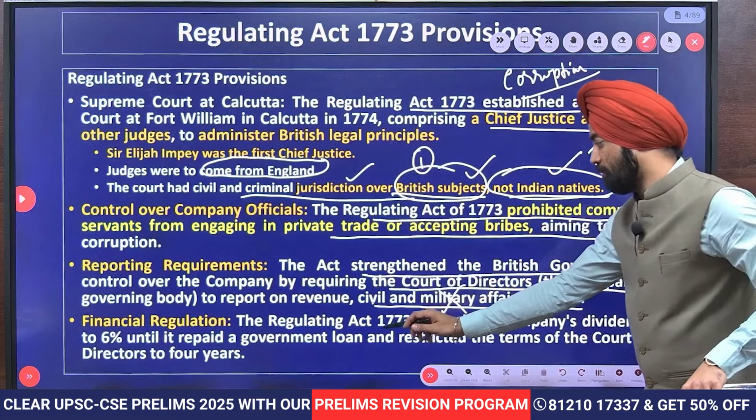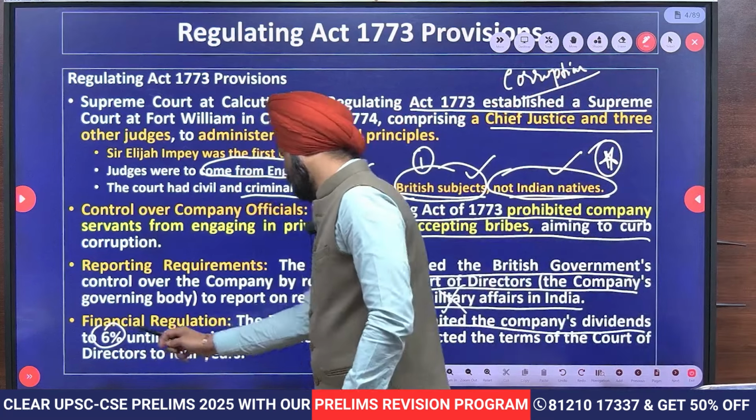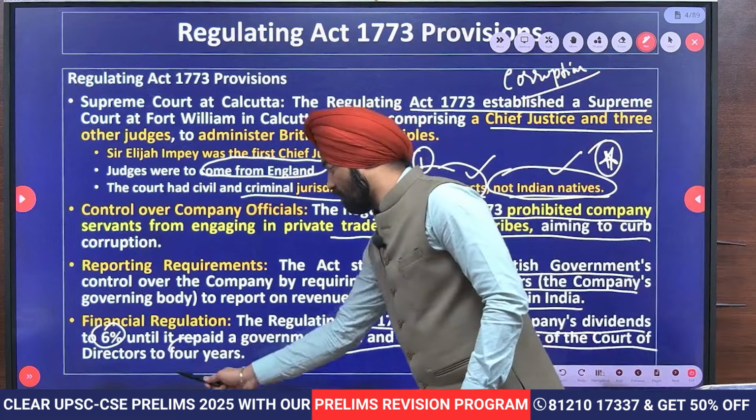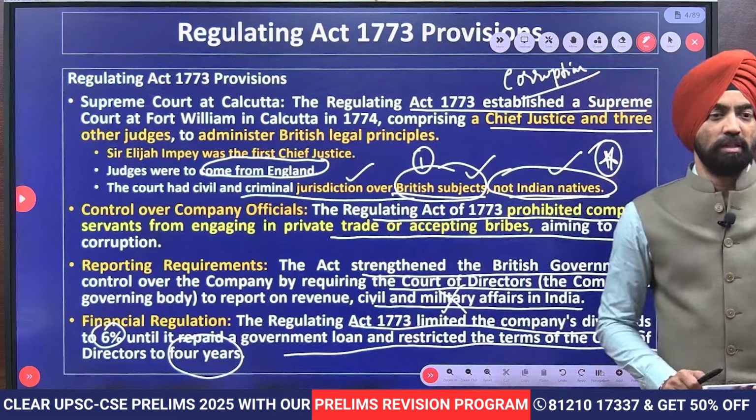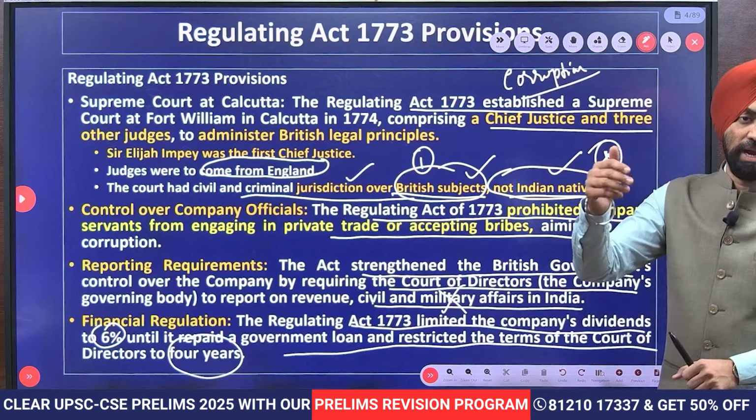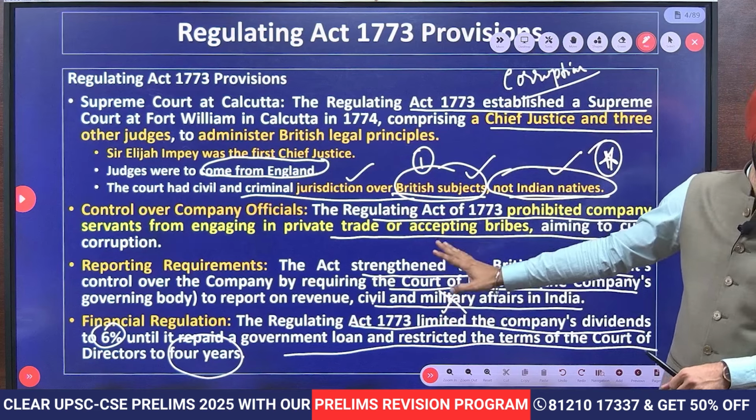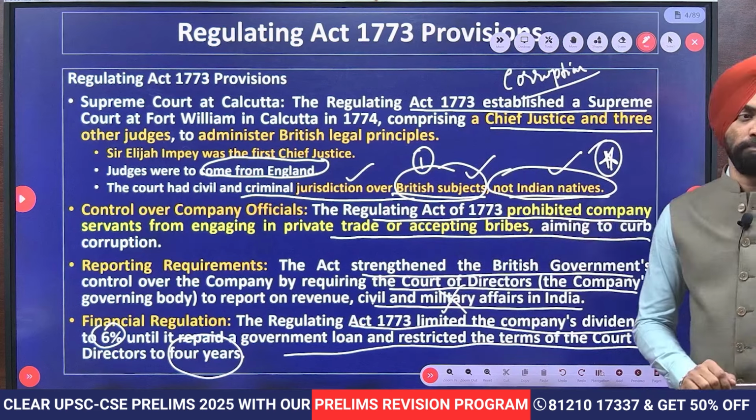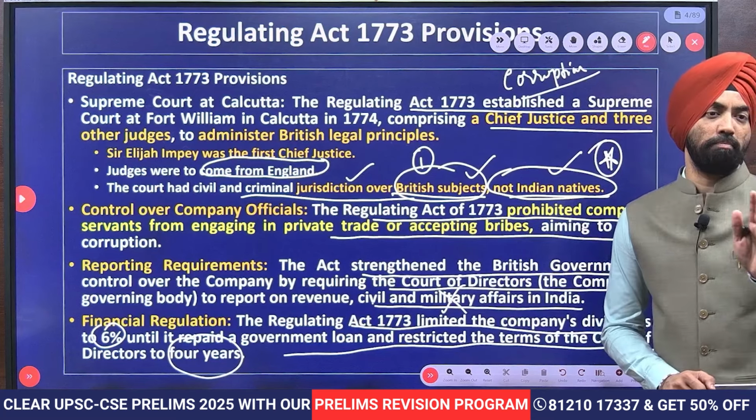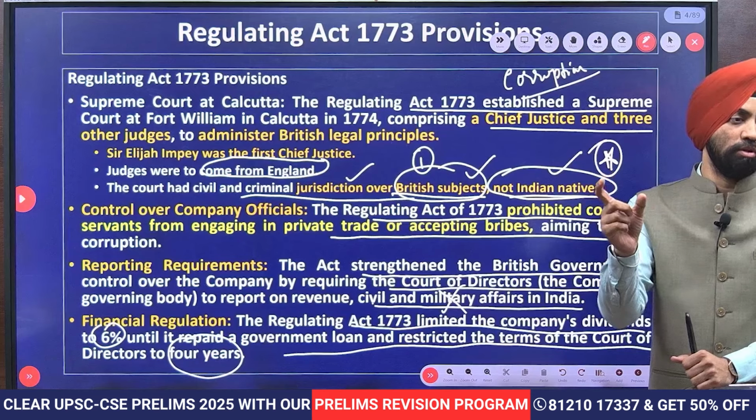Then, very important, the Regulating Act limited the company's dividends to 6% until it repaid a government loan, and restricted the terms of the Court of Directors to 4 years. So this is very important: the dividends paid to the shareholders of the East India Company were restricted to 6%, and the surplus money was used for paying the debts of the British government. This is one of the important things which is part of the Regulating Act. See, one question will come, if you are lucky 2 questions will come, from all the pre-independence acts of India. But because they are very closely related to each other, you should not get confused.